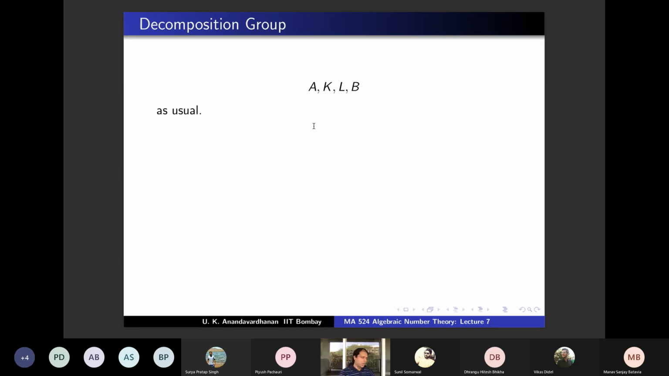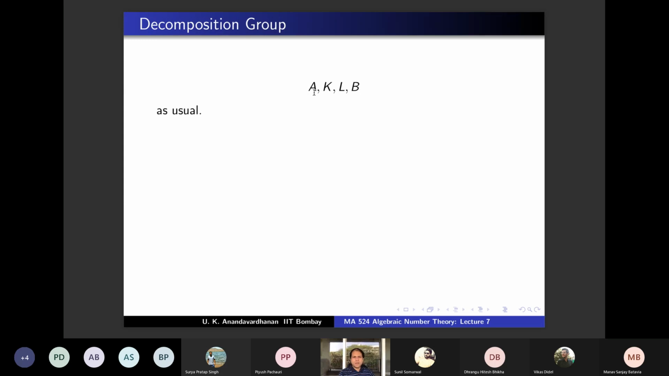Now let me introduce two famous groups associated to what we have. Actually, three famous groups. One you already know, because L over K is Galois, and there is a Galois group of L over K. Now, depending on a prime P, and you have a capital P lying over P, there are two more famous groups associated with that capital P. One is called the decomposition group of the prime P, and the other is called the inertia group. Let's introduce both.